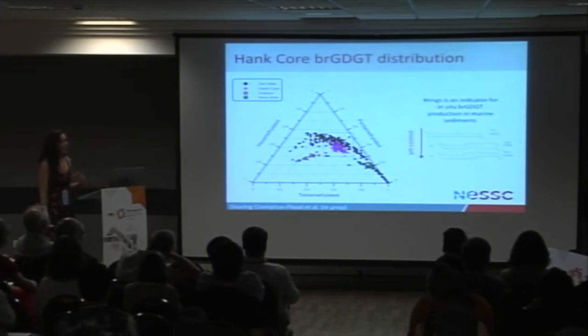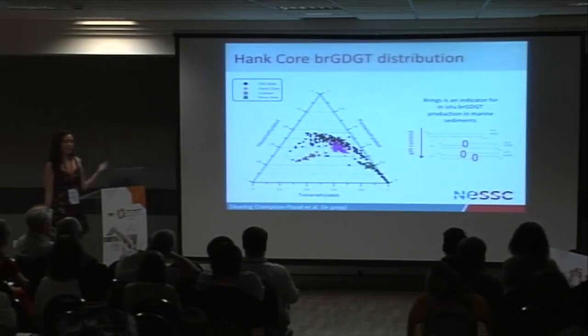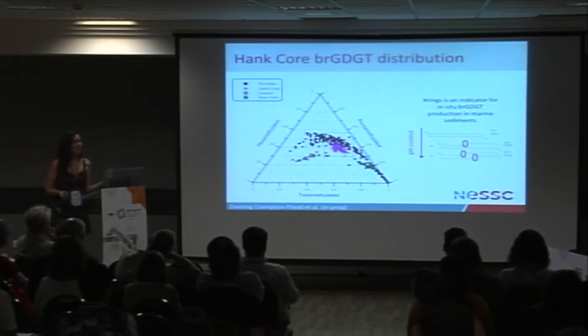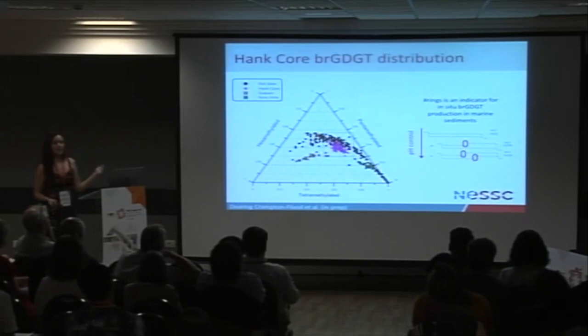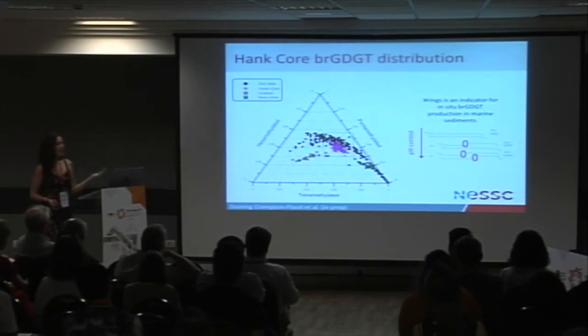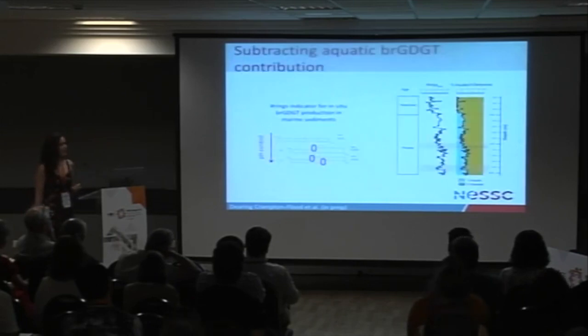So as I said, Jaap looked at the number of rings in particular in these two marine sediment sites, and he came up with an index, which is the number of rings of the branched GDGTs, as an indicator for in situ branched GDGT production. And this ties into what I was saying before about the pH control on them, because we know that marine sediments have a very, very high pH compared to soils. Therefore, any branched GDGTs produced in that environment will indeed have a lot of rings.